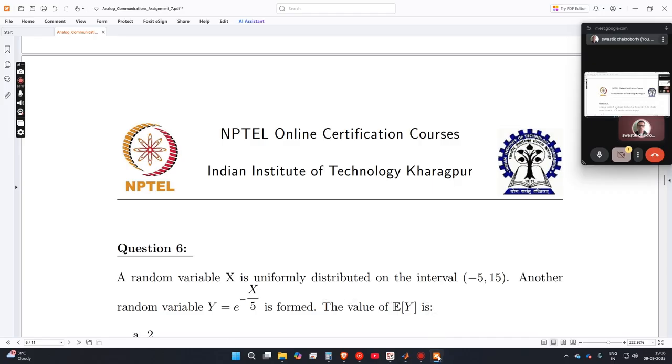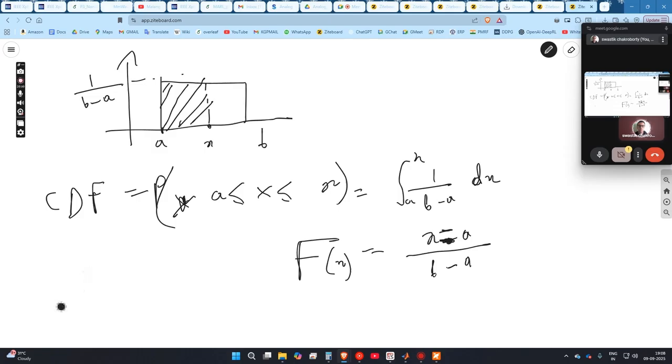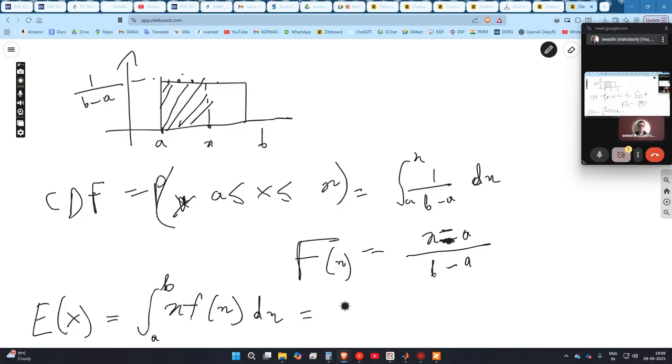And what is expectation? Expectation is the average. So once you have the probability density, what you do is you weight each point by its probability distribution. So x into f(x). Each point x is weighted by its probability distribution f(x) over the entire domain a to b. This is called expectation.